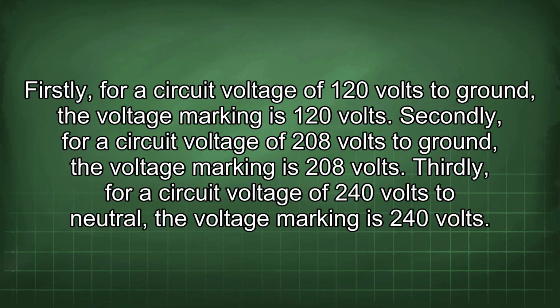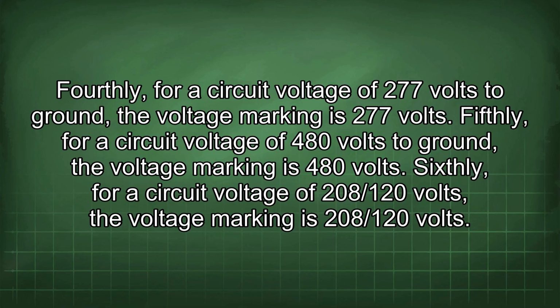Firstly, for a circuit voltage of 120 volts to ground, the voltage marking is 120 volts. Secondly, for a circuit voltage of 208 volts to ground, the voltage marking is 208 volts. Thirdly, for a circuit voltage of 240 volts to neutral, the voltage marking is 240 volts. Fourthly, for a circuit voltage of 277 volts to ground, the voltage marking is 277 volts. Fifthly, for a circuit voltage of 480 volts to ground, the voltage marking is 480 volts.